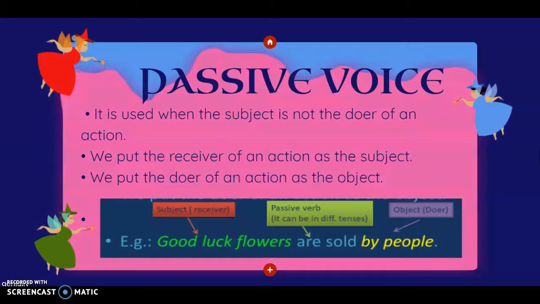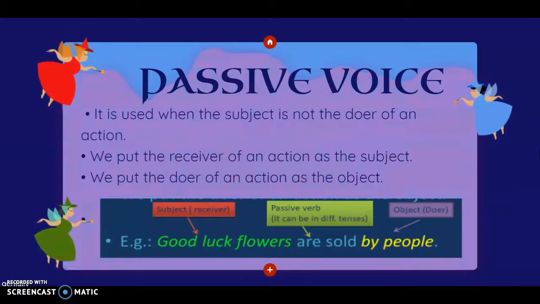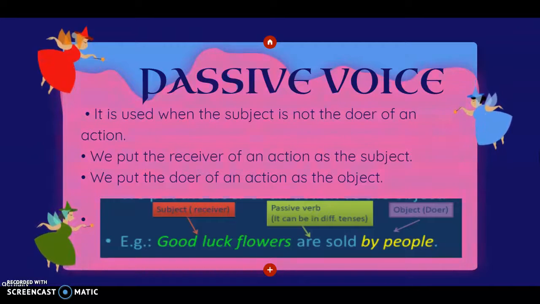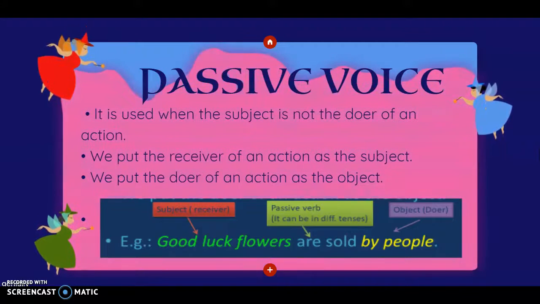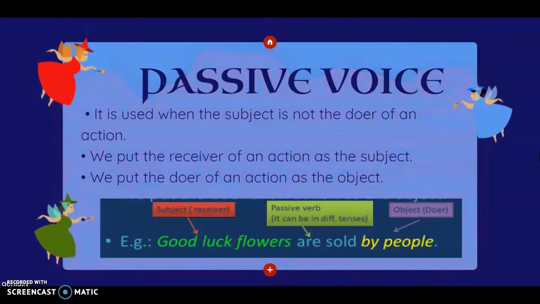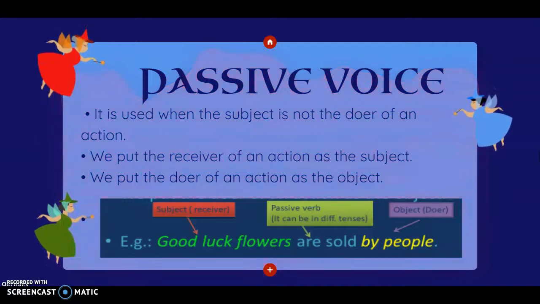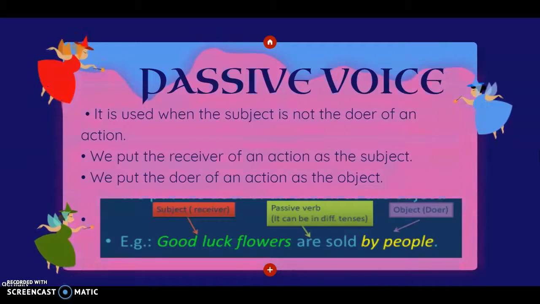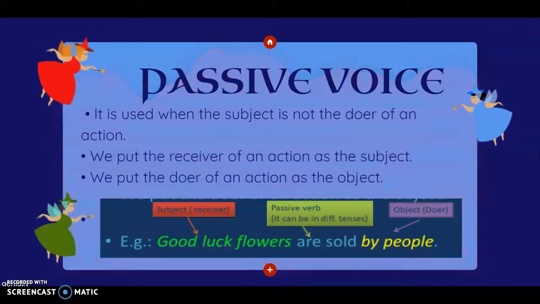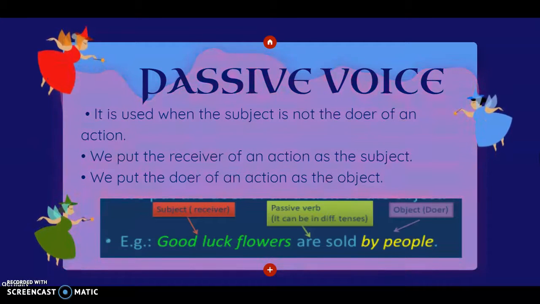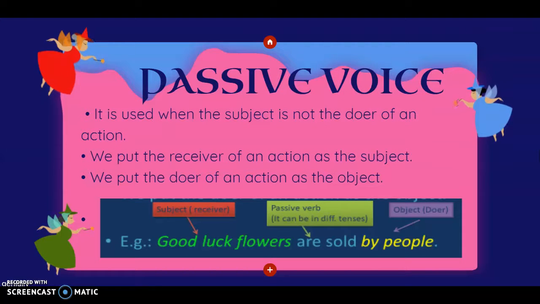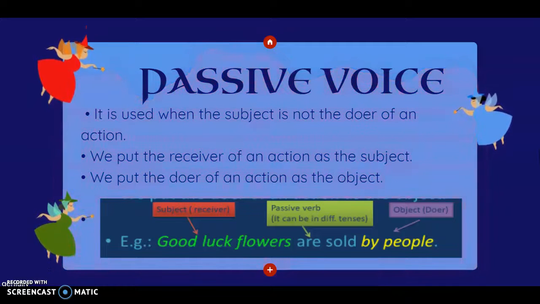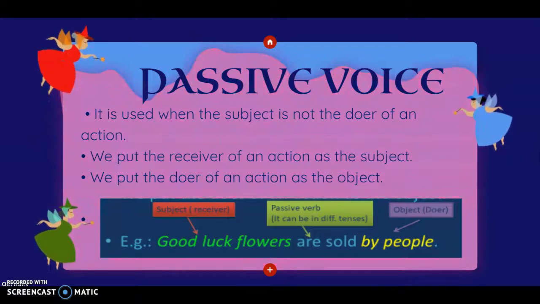Okay, so remember last sentence, the good luck flowers were the object, were the receiver, and now we're going to put it as the subject of the sentence. So, good luck flowers, and then the verb. What is the structure of the verb in the passive voice? It's the verb to be plus the original verb into past participle form. So in this case, we have are because our subject is plural, flowers is plural, so we're going to use are. Good luck flowers are, and then the original verb into the past participle.